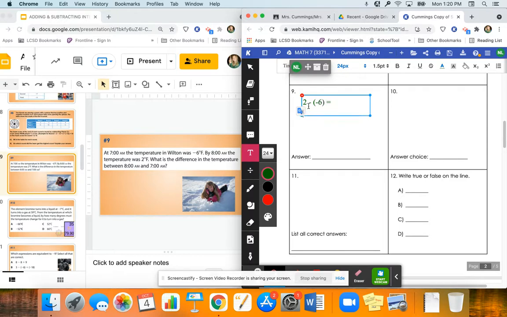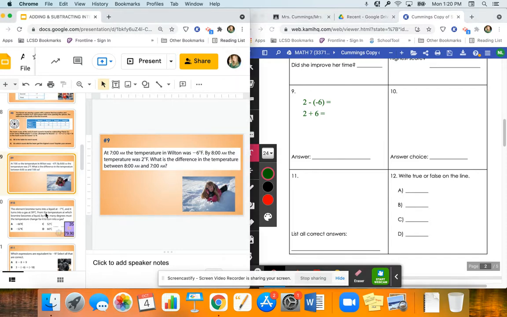So from here, you had to remember that you're doing keep it, change it to addition, and then do the opposite or flip it. So it would be 6. So you have 2 plus 6. That makes it an easy addition problem for you to answer, and you will go ahead and write it on the line. That's for question number 9.